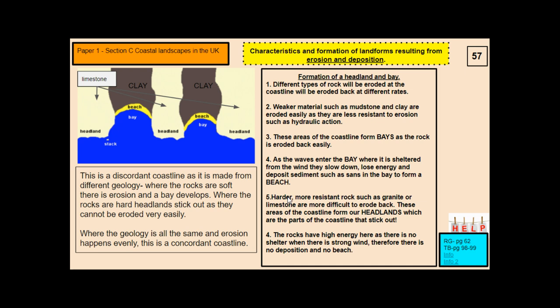Now, inside those bays, there is less energy. So the waves have much less energy than they do at the headland. The headlands are sticking right out of the coastline, and therefore they're at the full force of nature. They get the wind, and they get all of the waves pounding against them. Inside the bay, we've got much lower energy because they are sheltered.